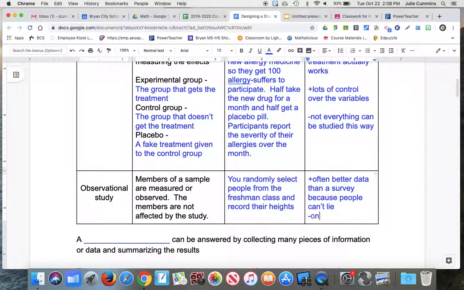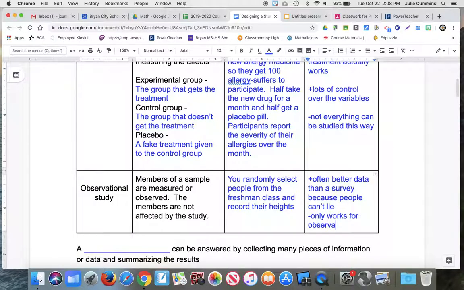But the downside of it is it only works for observable things. Okay, so like we were able to measure someone's height. We can count how many times they look at their phone. We can't find out what their favorite school lunch is from this because that's not observable. We're going to get some more vocabulary in the next video.